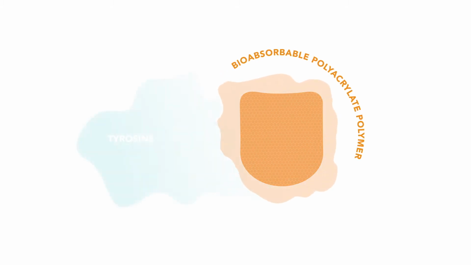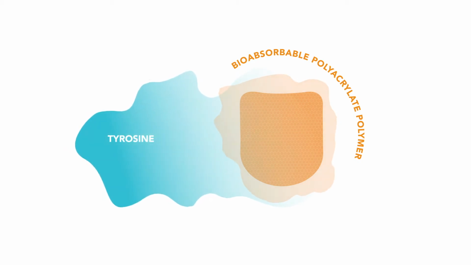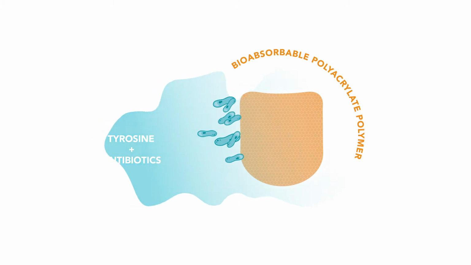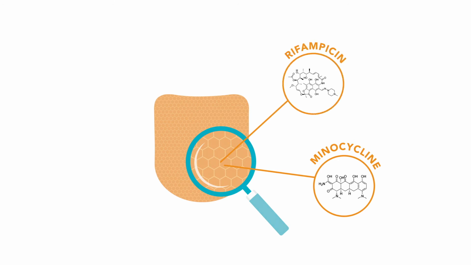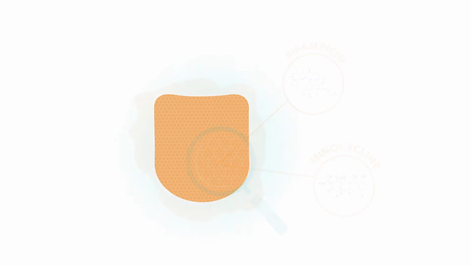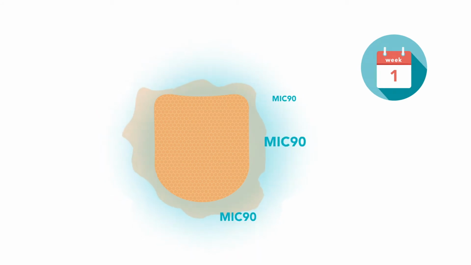Moreover, the mesh is coated with a bioabsorbable polyarylate polymer, derived from the amino acid tyrosine, previously impregnated with the correct dosage of antibiotics that dissociates over time, mainly through hydrolysis. The tyrosine polymer, impregnated with minocycline and rifampicin, guarantees tailored, scheduled, and prolonged release of the two antibiotics with MIC90 for 7 to 10 days.